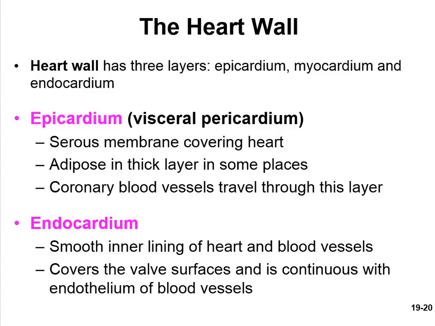The heart wall has three layers, and they're named similarly to how we name the layers of muscle and nervous tissue, the same prefixes. So there's the epicardium, the myocardium, and the endocardium. The epicardium is also called the visceral pericardium. It's the one on the outside. This serous membrane covers the heart and often has adipose or fat in thick layers in some places. And the coronary blood vessels travel through this layer. Coronary referring to heart blood vessels that would actually serve the heart muscle itself.